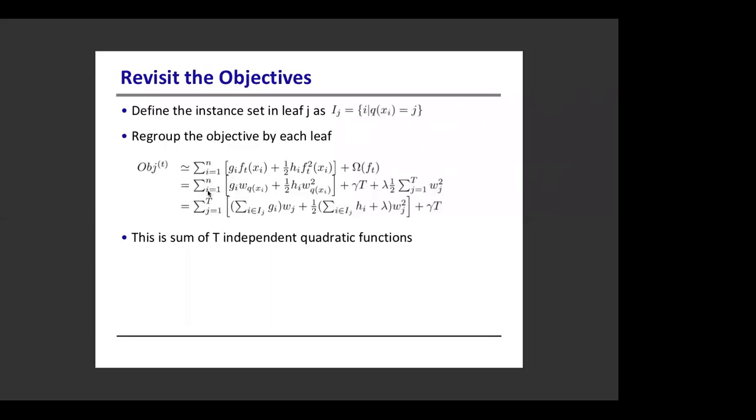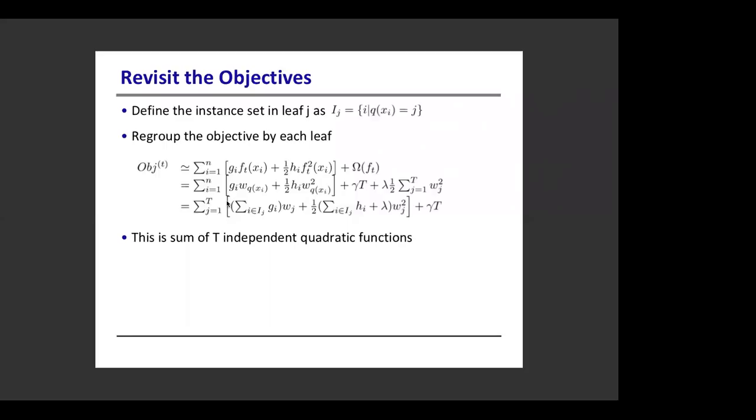So this equation that you see, the summation over all the instances, has been changed into this. The sum of g_i times w_q(x_i), where w is the weights, has been converted into this, which goes from leaf to leaf. Since each leaf has the same weight w_j, we don't need to apply w_q. So w_q becomes w_j in each leaf, because for every leaf the weight is identical. That's the tricky part here.